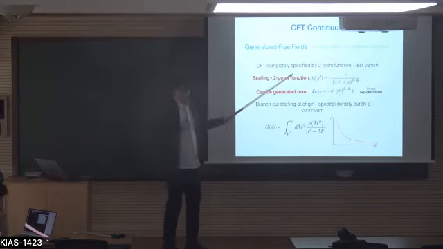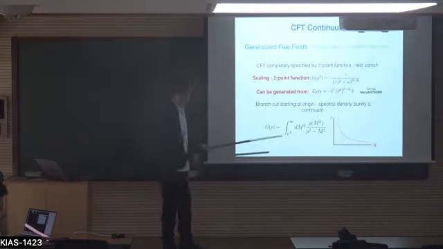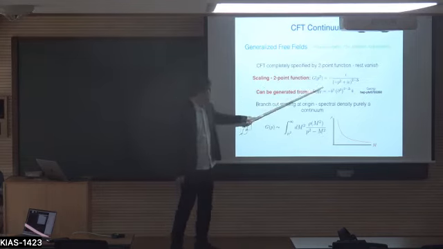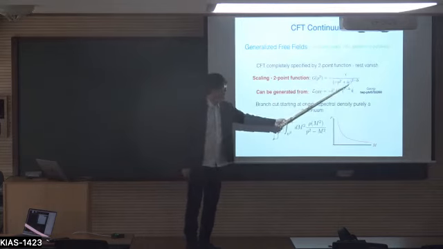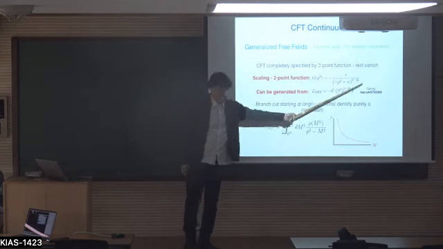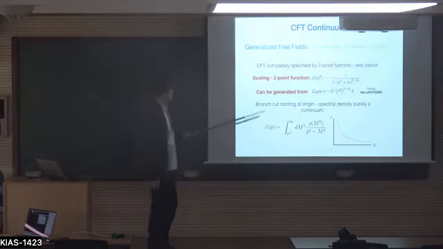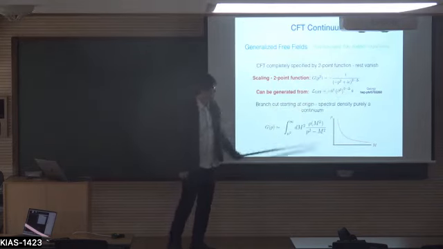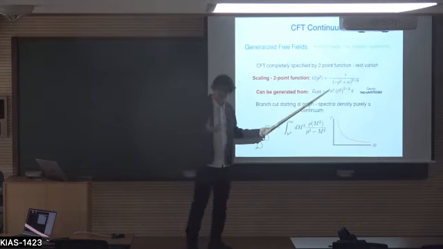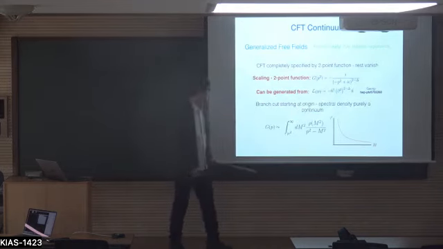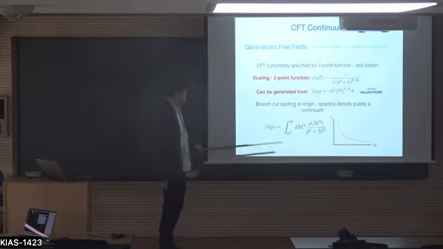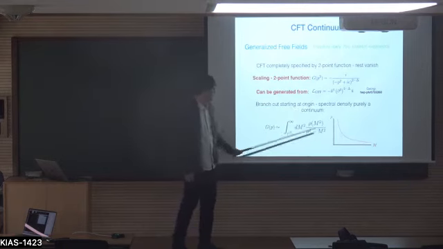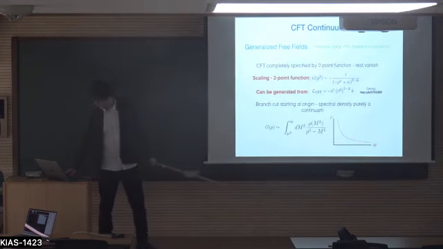So CFT is completely specified by a two-point function, and the other contribution vanishes. So if you're looking for scaling two-point function, this will go like the usual p squared plus i epsilon to the power 2 minus delta, right? And this can be generalized from this Lagrangian generalized free field. And actually, George was using this for his own particle. The only thing that's different from what we are doing is that the branch cut starts at the origin, and the spectral density is purely a continuum.